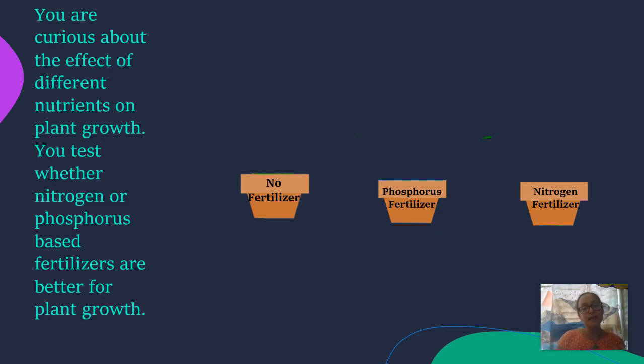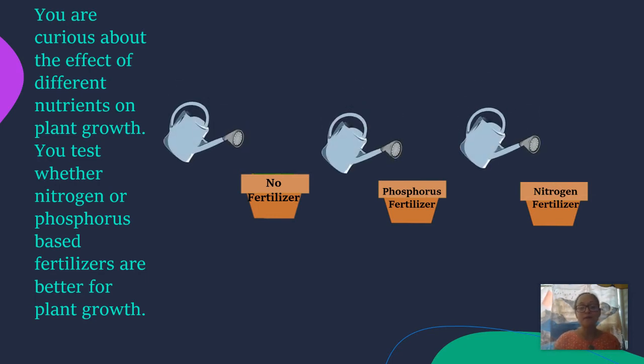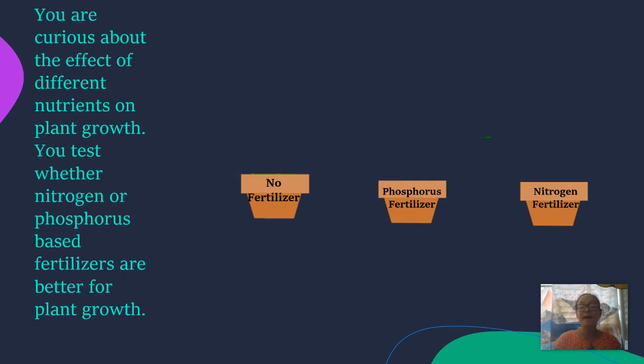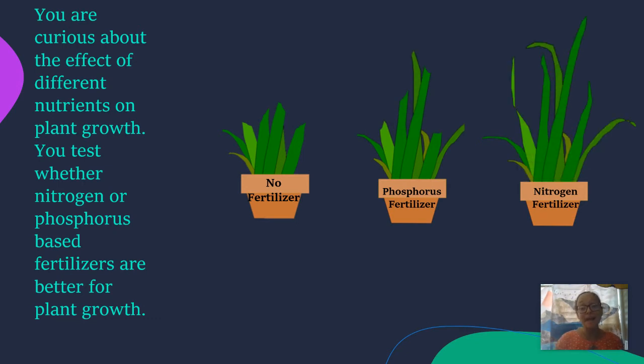When I look at these pots, I can figure out that my independent variable, the thing that I am changing or curious about, is the type of fertilizer. All right, so then I plant seeds in each of the pots of the same species. I apply the same amount of water to each of the pots, another controlled variable, and then I allow them to grow in the sunshine, right? So there's my no fertilizer plant, my phosphorus-based fertilizer, and my nitrogen-based fertilizer. Then you could record your data and you could draw your conclusions.